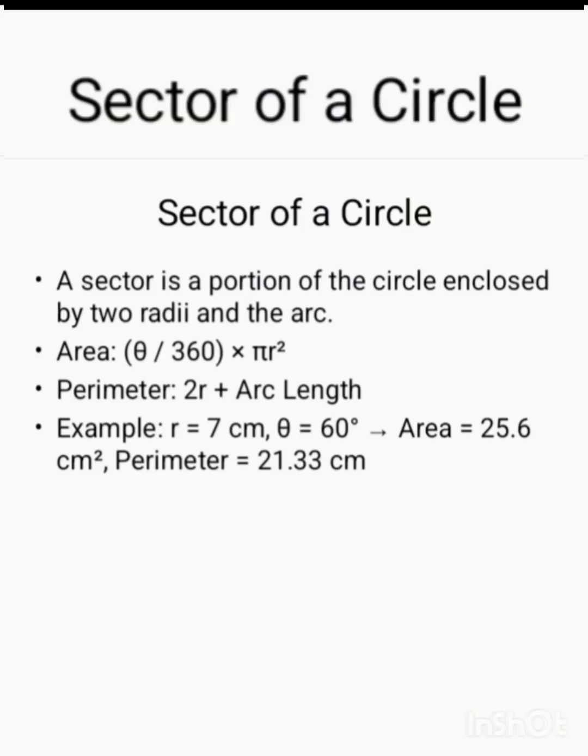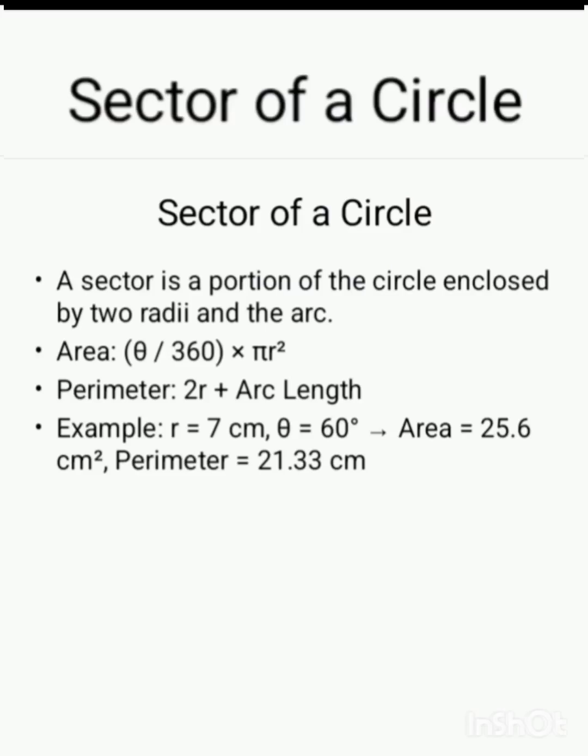Check out this example. In a particular circle, we have a radius of 7 centimeters and theta at 60 degrees. We are told to find the area of the sector and likewise the perimeter of the sector, including the arc length. In a circle, we have a radius of 7 centimeters and the central angle at 60 degrees. Calculate the area, calculate the arc length, calculate the perimeter.